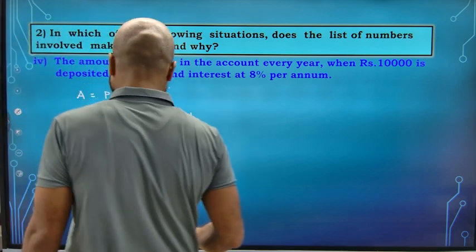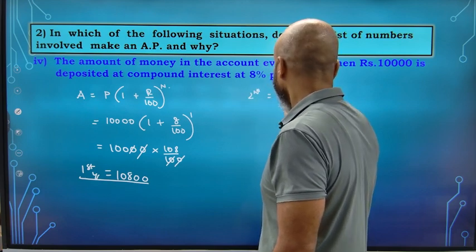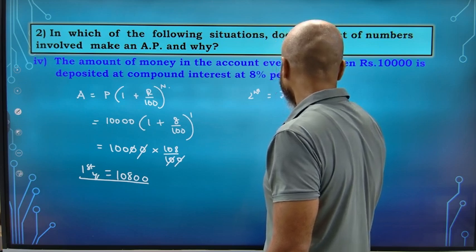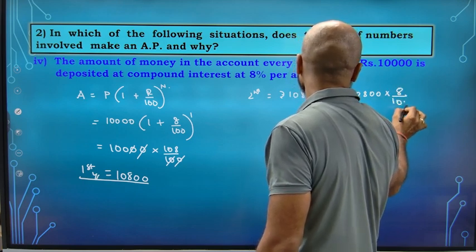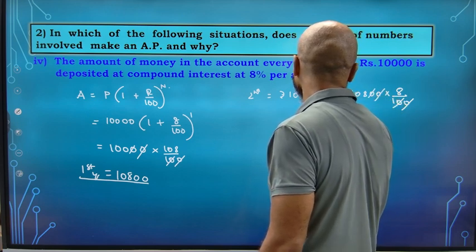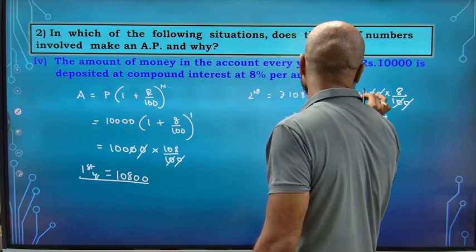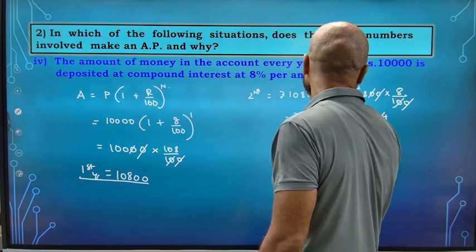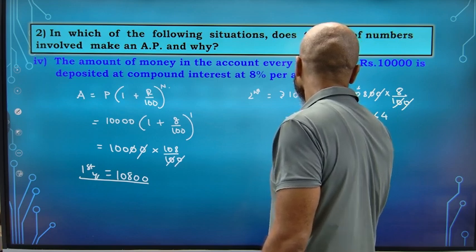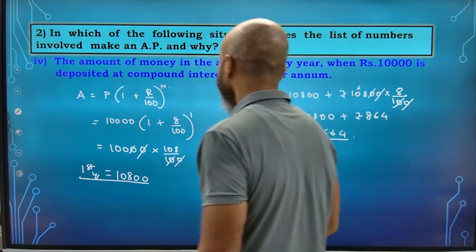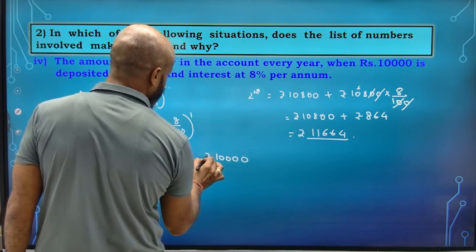Okay, second year, what will this be? We know that again second year this will be rupees 10800 plus rupees 10800 into 8 by 100. So if I happen to cancel this, what do I get? Rupees 10800 plus 8 8s are 64, 0 8s are 0, 6, 8 1s are 8. So that is how much? Rupees 4, 6, 8 plus 8, 16. This is 11664. So in the first year, or rather at the start it was rupees 10,000.